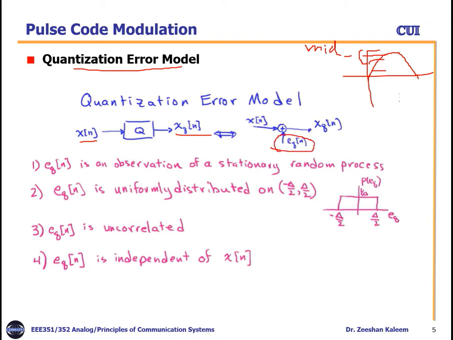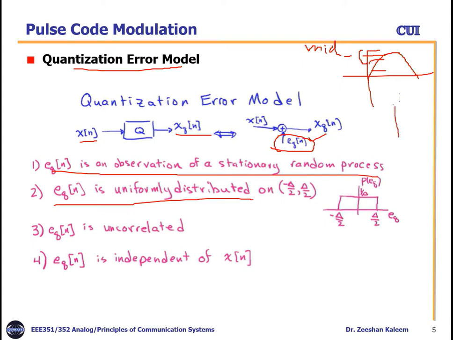So xq[n] is equal to x[n] plus eq[n]. So there will be a noise, where eq[n] is an observation of a stationary random process. We consider that the quantization noise is uniformly distributed on the interval minus delta by 2 to delta by 2. Why is it this way?